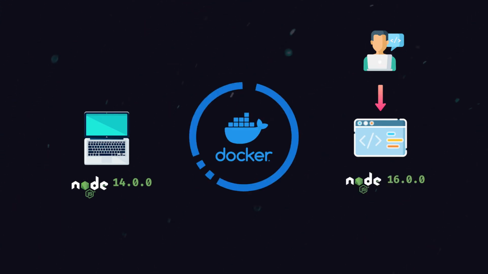If your friend Dockerizes their app before sending it to you, then the app will ship with Node 16 and use that regardless of whether you have Node installed on your machine or not.